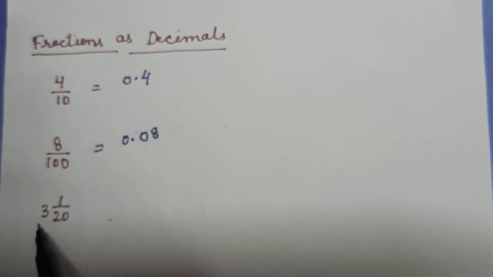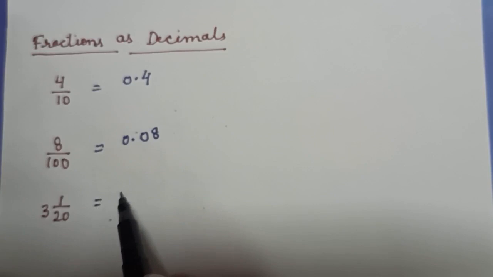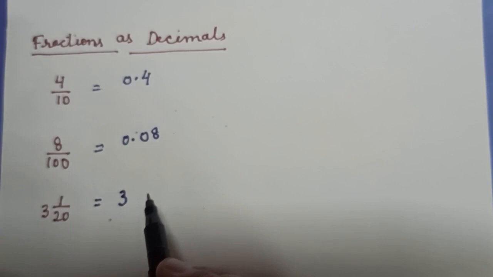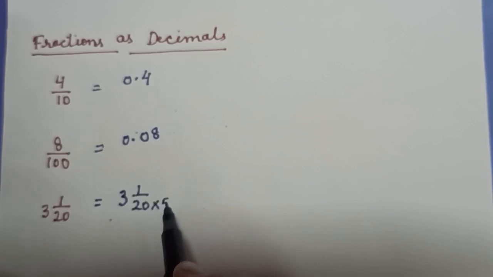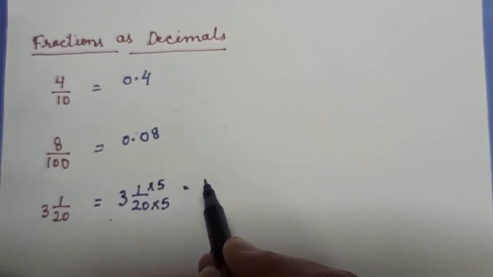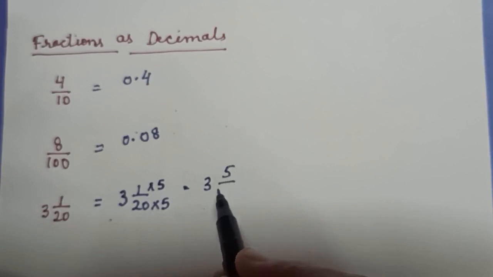Now this is a mixed fraction, 3 1 on 20. So here we need not touch the whole part. 3 is the whole part, we will write it as it is. 1 on 20 we will convert to the decimal part first. Now 1 on 20, I know that 20 if multiplied with 5, I will get 100. So we have to choose the number so that after multiplication we get it in the form of 10, 100, 1000. And the same number we will multiply above also. So here we get 3, 5 on 100.